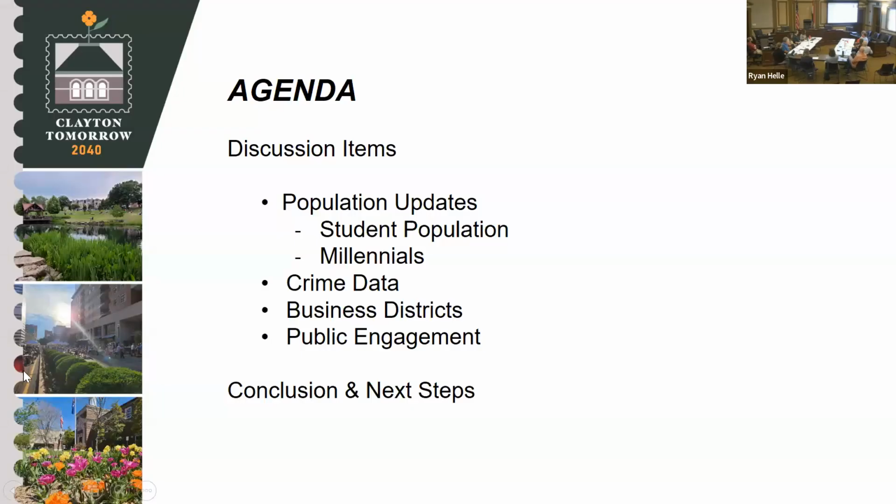All right. So as I mentioned, this is our agenda for today. We're going to talk about some population updates. There was a lot of discussion at the public meeting, with you all and with city staff, about what the student population is in Clayton. That's a big question. How many students live in Clayton? Also, what does this big 44% millennial population mean? Where are they living? What do they look like? What are some of the other things we can learn about them? Also the crime data. We got some interesting crime data from the police department to dig in and think about how Clayton relates to other communities. We'll talk a little bit more about the business districts that I talked about last time. And then again, we'll review the public engagement.